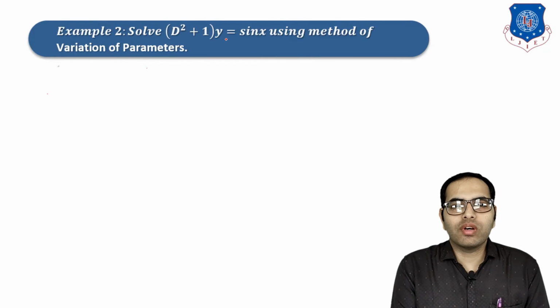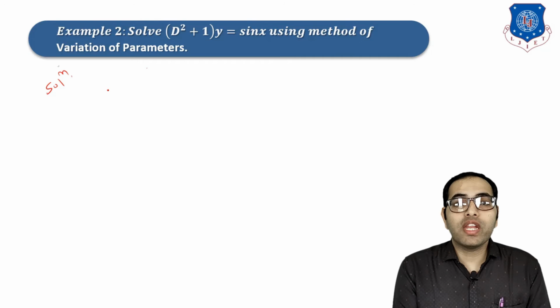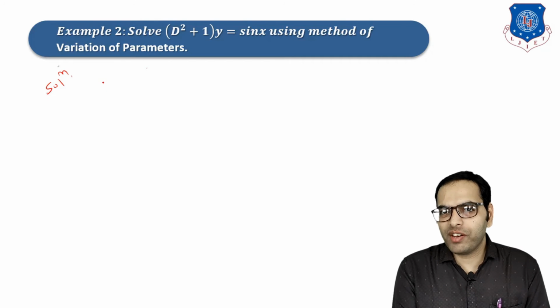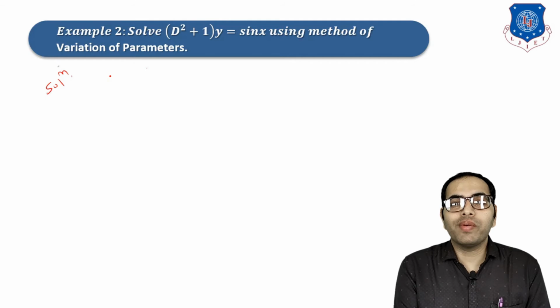Solve (D square plus 1) y equal to sin x using the method of variation of parameters. Whenever we find the solution of such kind of example, we require two solutions: one is the complementary function, another one is the particular integral. Whenever we find the complementary function, we require the auxiliary equation.